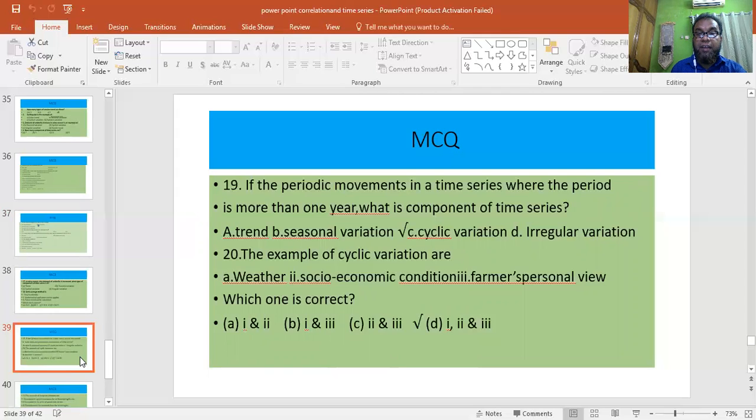Number 20, the example of cyclic variation are weather. It is also long term. Socio-economic condition. It's also ups and down. Weather also ups and down. Farmers' personal view. It's also ups and down. Views depend on farmer to farmer. So cyclical variation is always ups and down. So here all these three are correct. D, 1, 2, and 3.